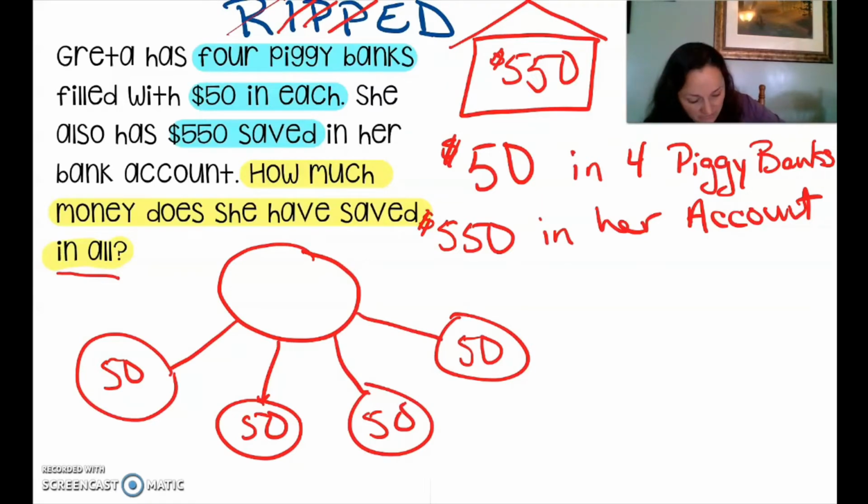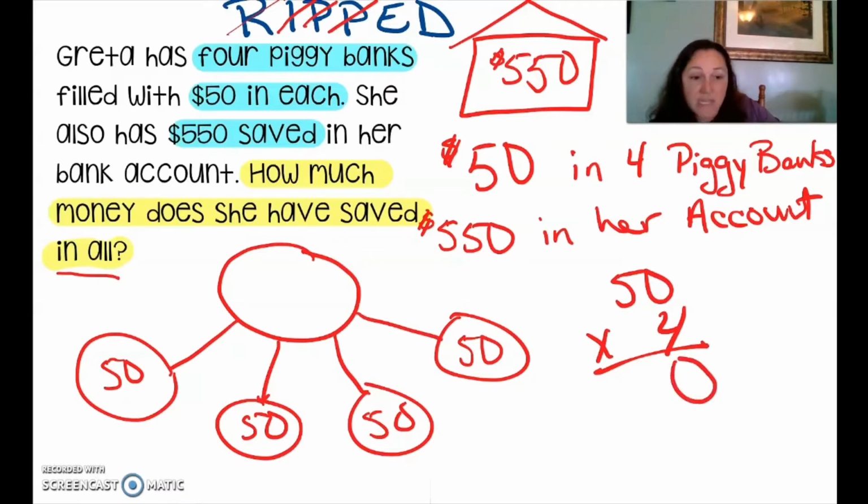So we're going to say 50 times 4, and I know that I can multiply. 4 times 0 is 0, and 4 times 5 is 20. Put down the 0, carry the 2. There's nobody there, so I bring it down, so that's $200. And then I'm going to add my 550.